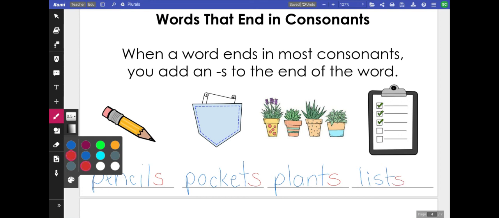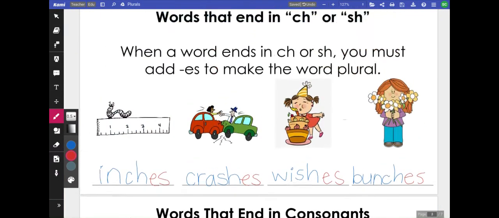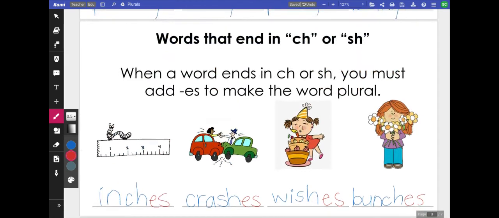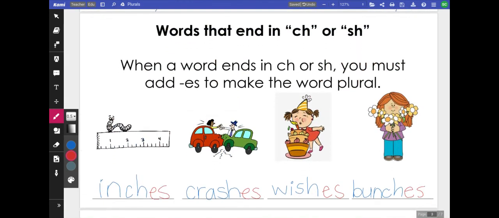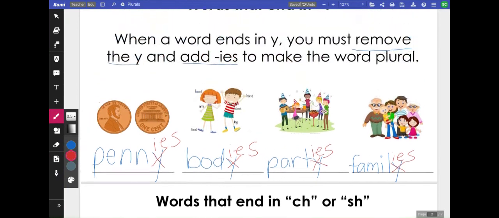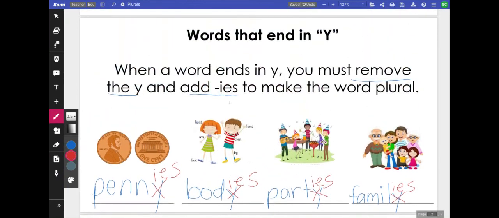Okay, boys and girls? So remember those rules. Most words are going to end with an S, just an S. But we have those special words where if they end in a CH or SH, we're going to add ES. And of course, when it ends in Y, we have to remove the Y and add IES to make it plural. Okay, good luck.